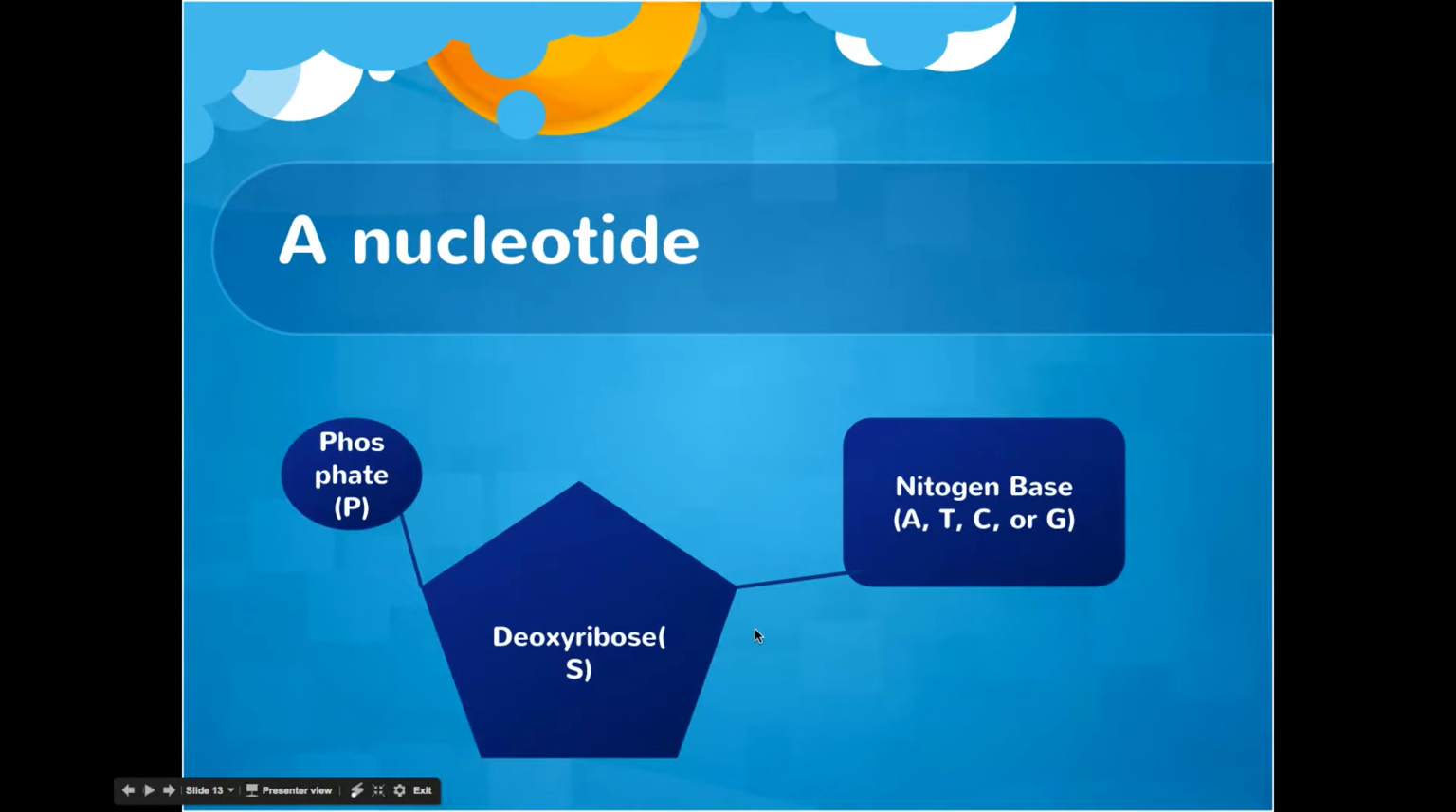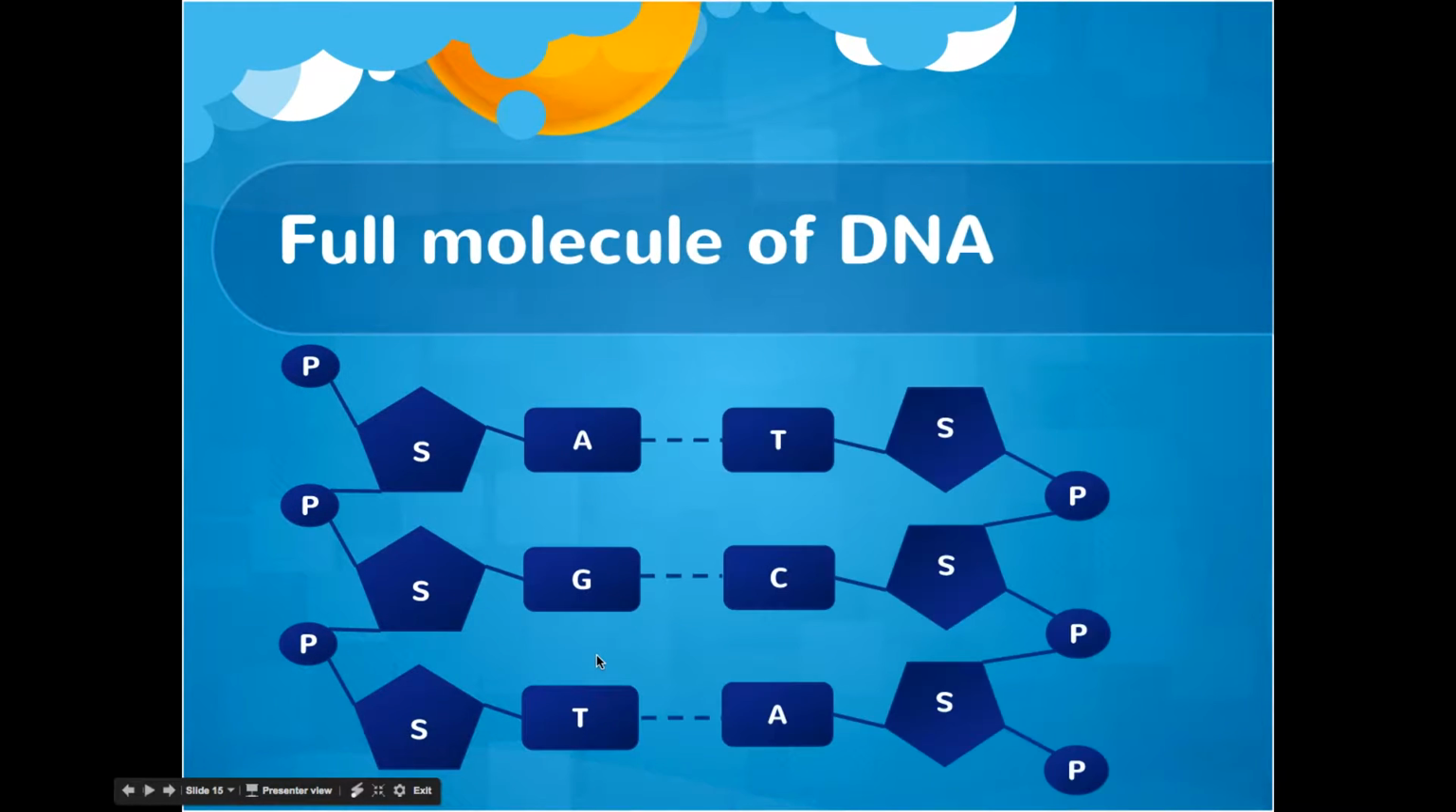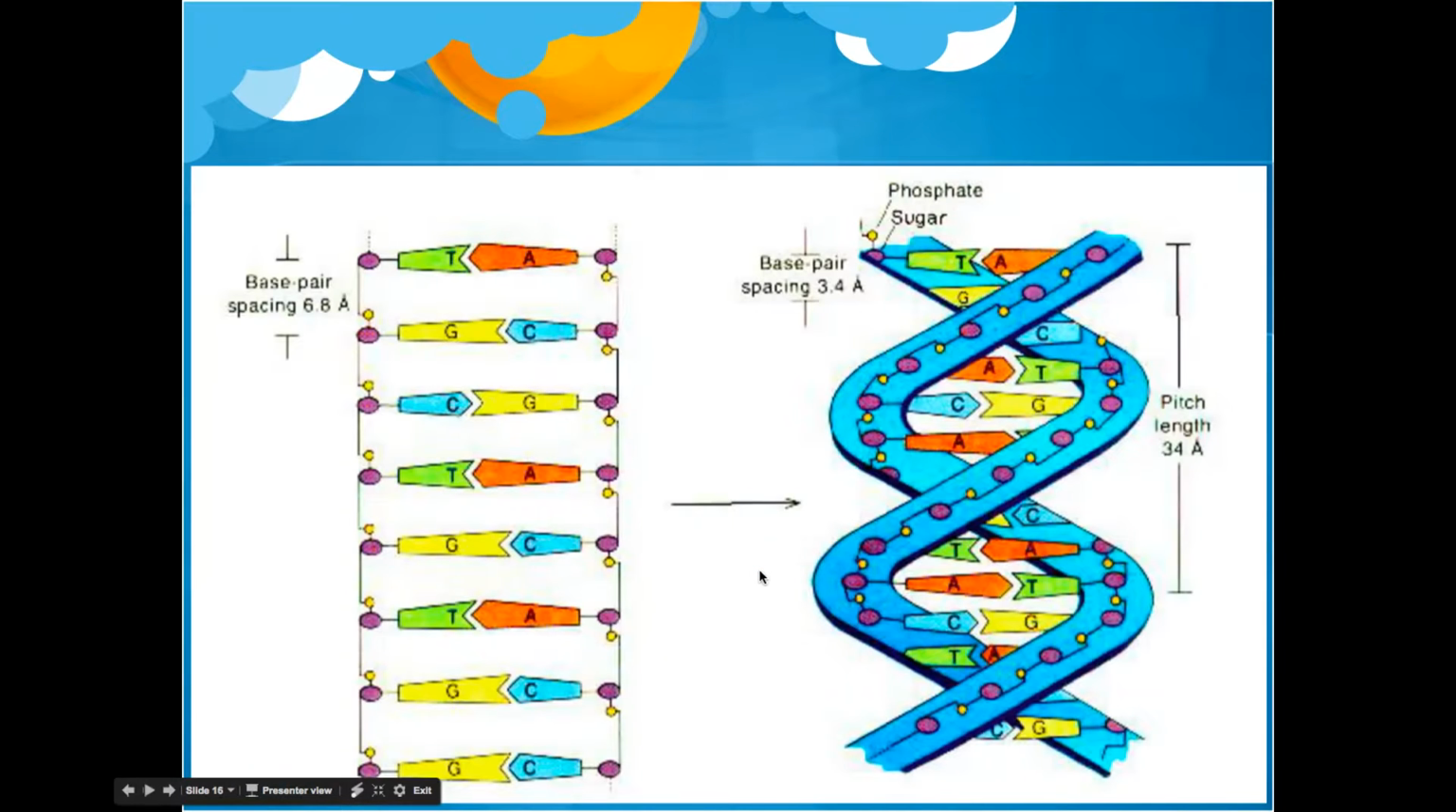So here's an individual nucleotide again, and they join together to make one polymer. Here we have a second polymer. So this is what makes your two strands of DNA. One polymer on the left, one polymer on the right, and those two polymers together make the two strands of DNA. You can see that they get joined together by the bases right there in the middle. And that's what makes this double helix shape.